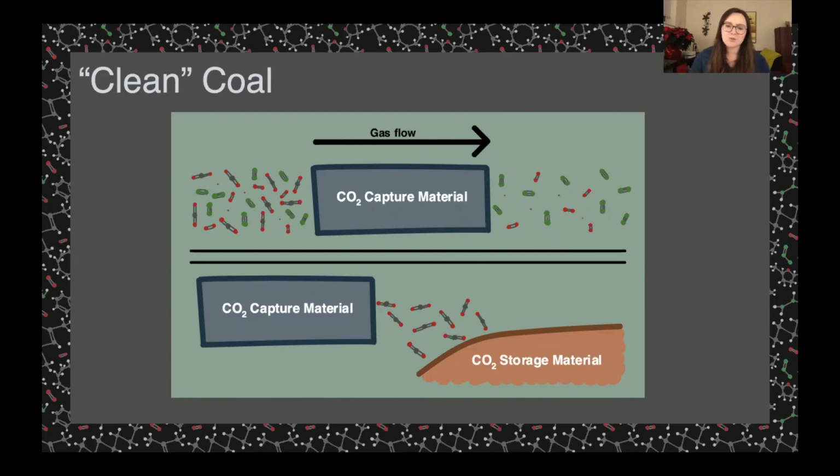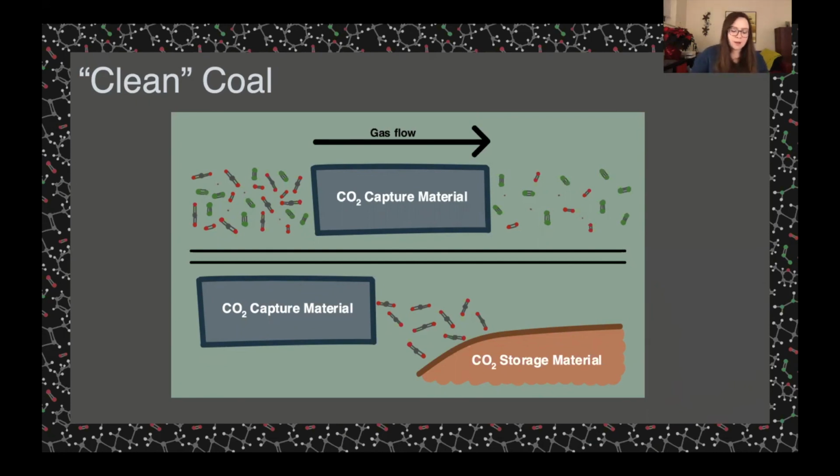I know it was in the news quite a bit a few years ago, around 2016, 2017. But the idea behind clean coal or natural gas is that you have a material that is really, really good at taking carbon dioxide out of the atmosphere. And so in the top part of this figure, we've got a mixture of gases that's going to go through this CO2 capture material. And guess what? All of the carbon dioxide isn't going to flow out. It's going to be stuck in the material, but everything else is going to be able to go through.